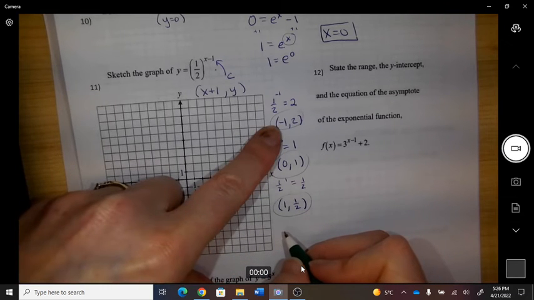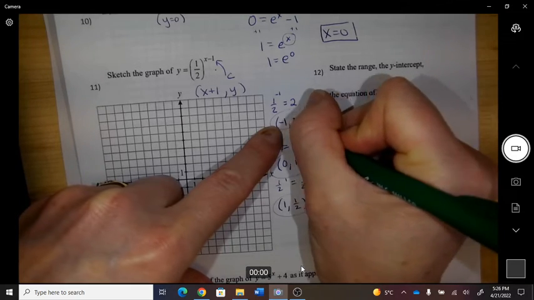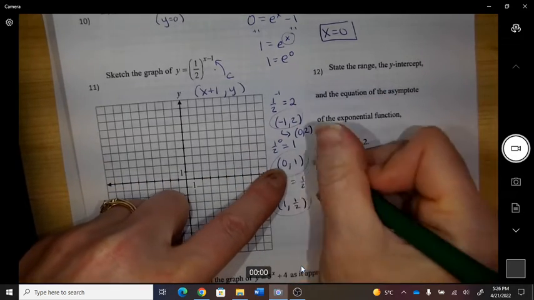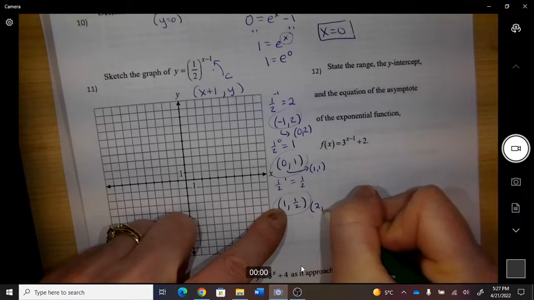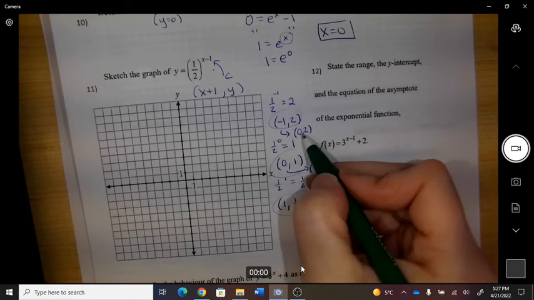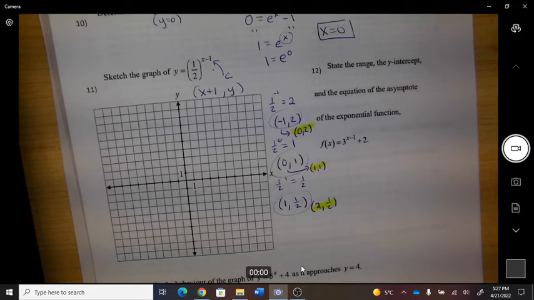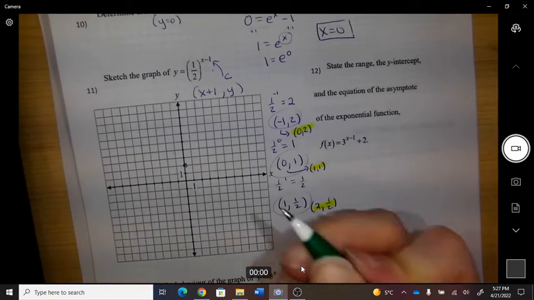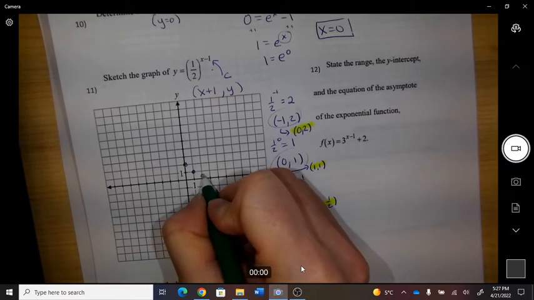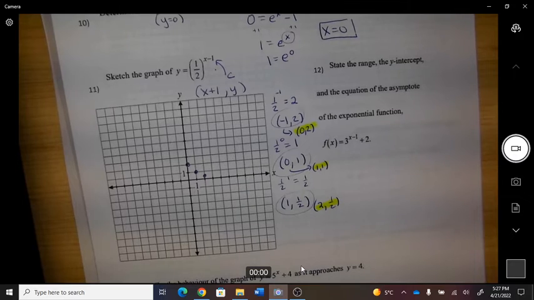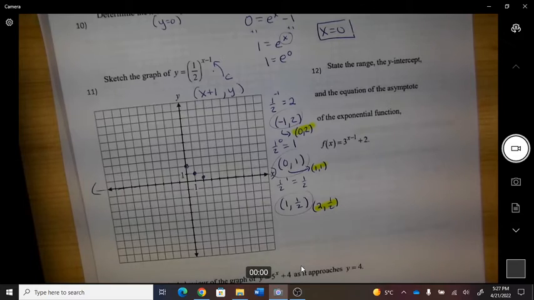So x is going to go -1 plus 1, which is 0, 1 plus 1, so 1 comma 1, plus 1 is 2. So I'm going to graph those 3 points. Sorry, I got a little messy here. Those are my 3 new points. So 0, 2, 1 comma 1, and 2 comma 1/2. And my asymptote is still on y equals 0 because I did not have any shifts up or down.